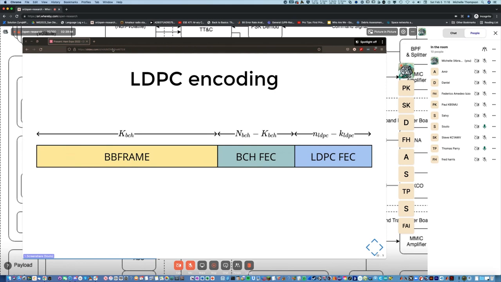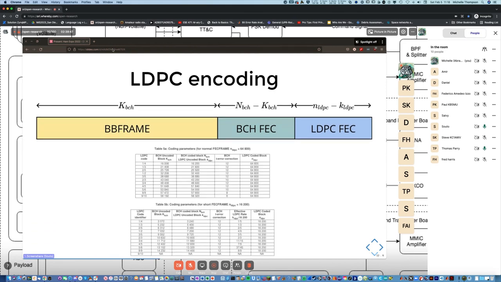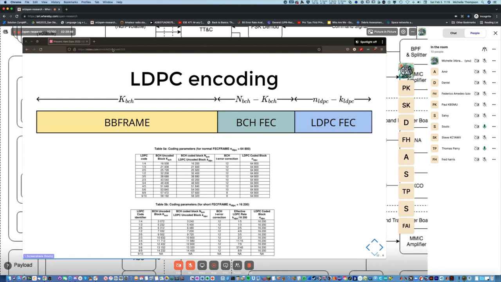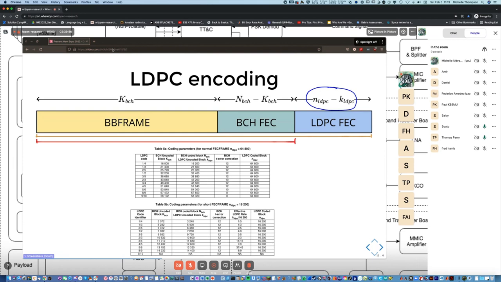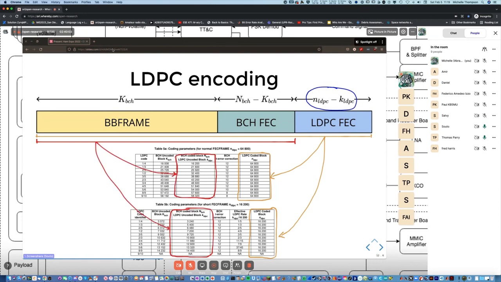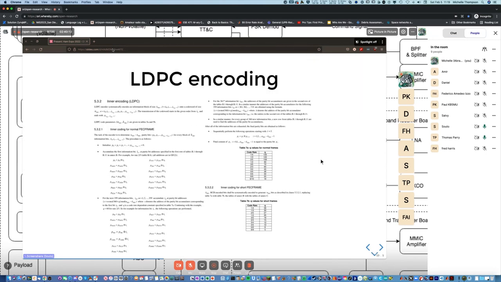The spec gives the size of each one of these blocks in the same table as the BCH stuff. The size of the LDPC FEC code word is given by the difference between the LDPC coded block and the LDPC uncoded block. The LDPC encoded block size only depends on the frame, really, but the LDPC uncoded block depends on frame length and code rate. This is the text for the LDPC encoding in the spec, but I'm not going to read this.